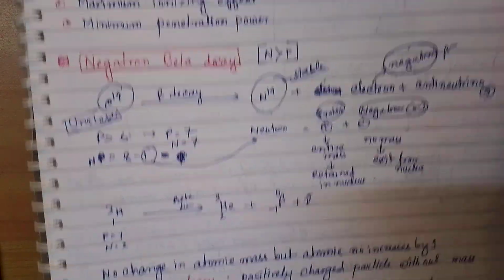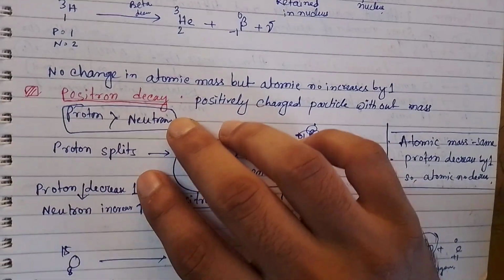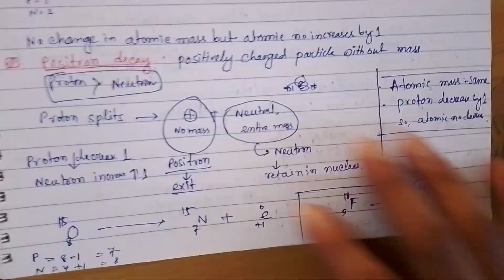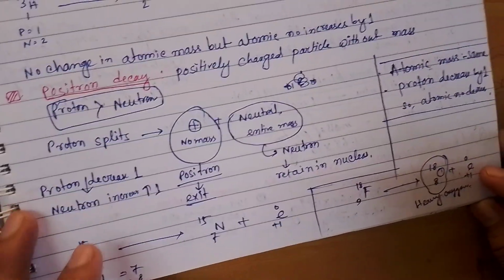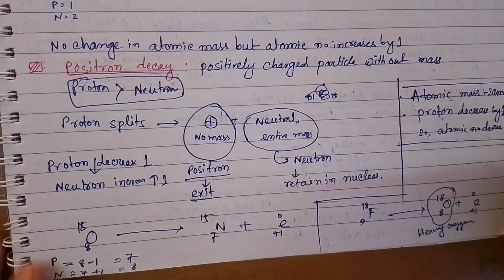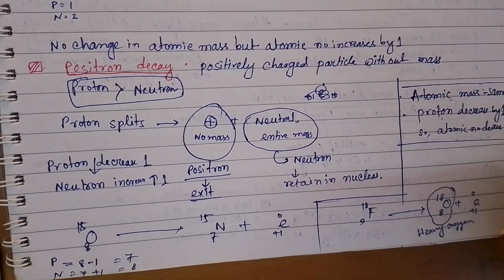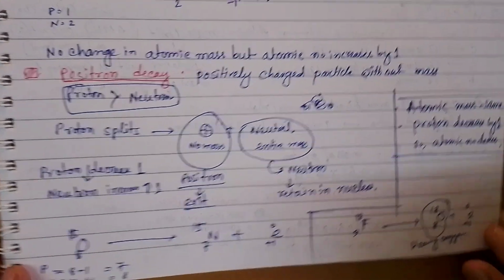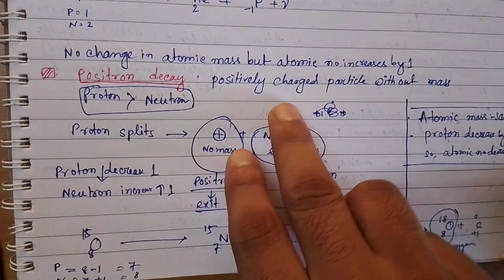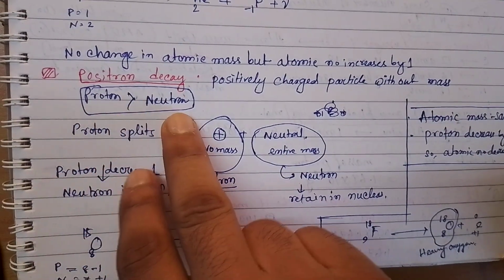Now we are coming to positron decay. In positron decay, it will be a positively charged particle without mass. Here there is one proton greater than the neutrons.